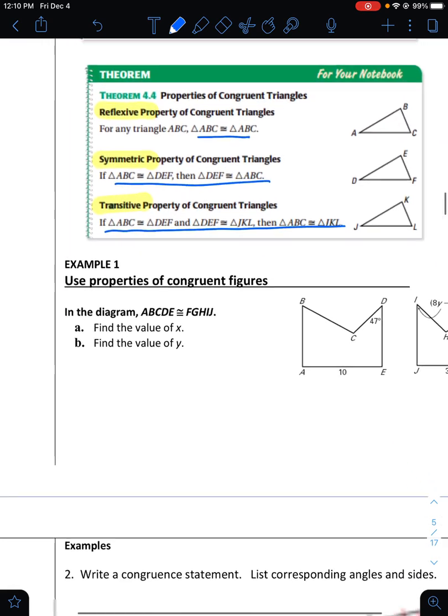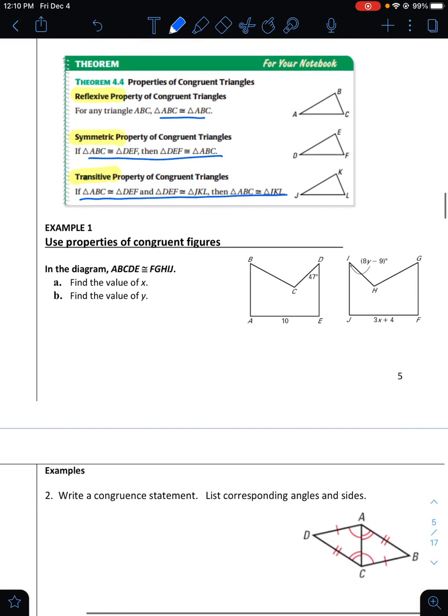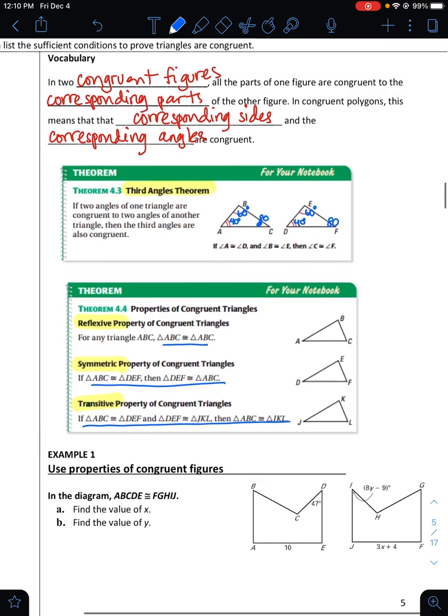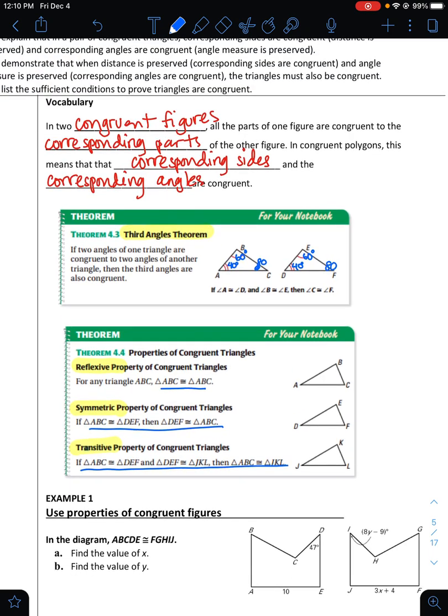Okay, this example here at the bottom, we are going to use properties of congruent figures. So in the diagram, this is just a polygon. Polygon ABCDE is congruent to polygon FGHIJ. Find the value of X and find the value of Y. Okay, so I want to point you back up to the definition. If we have congruent figures, then the corresponding parts are equal.